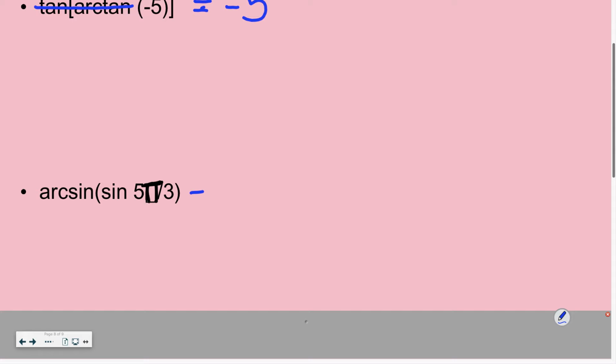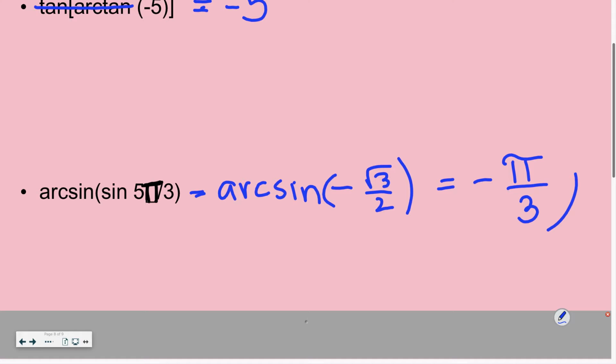Please tell me, what is the sine of 5 pi over 3? Negative what? Negative radical 3 over 2. So now we have the question, what's the arcsine of negative radical 3 over 2? Well, we are not going to rotate to the first quadrant. We're going to rotate negatively to the fourth quadrant. So our answer is negative pi over 3.